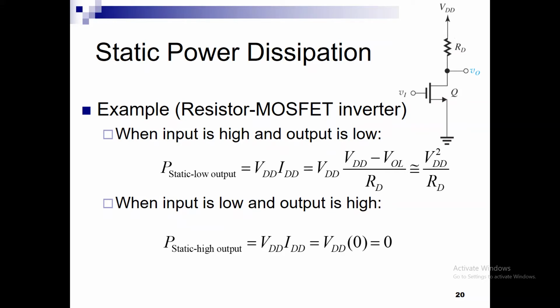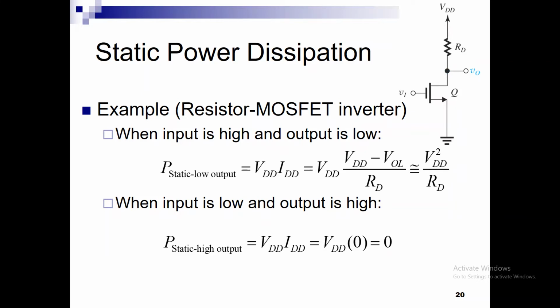So most importantly, anytime a current is flowing between VDD and the ground, I will have power. Otherwise, if the pull down device is off, then I will have the power equal to 0. Okay, great. This is static power.